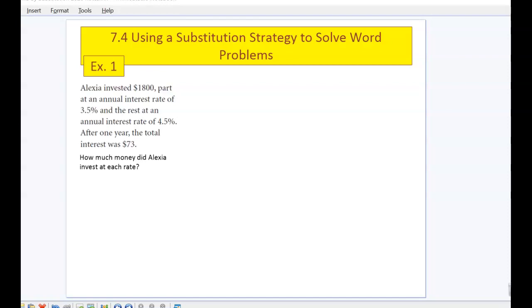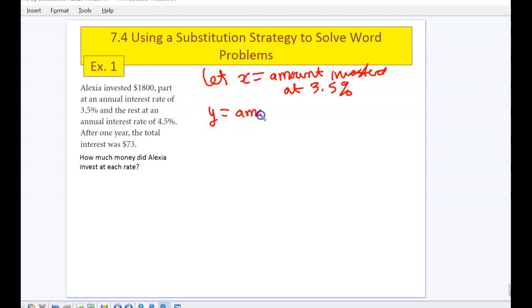So the first thing when we do these questions is we want to start with our let statements, and our let statements basically answer the question. So we're going to let X equal the amount invested at 3.5%, and Y is going to equal the amount invested at 4.5%.